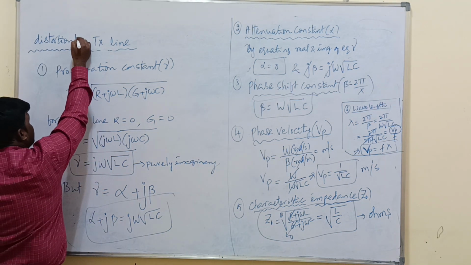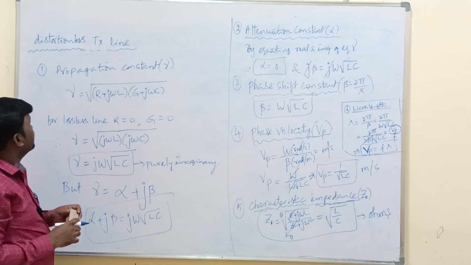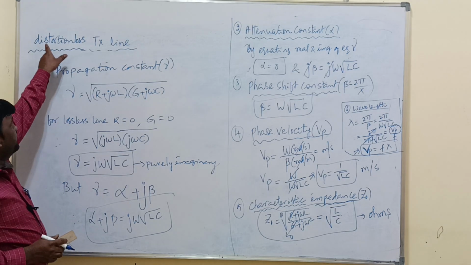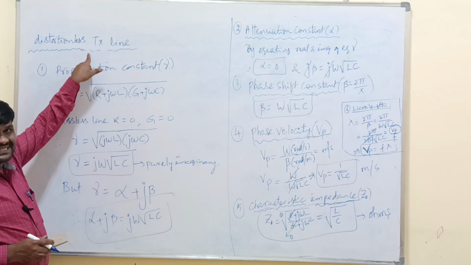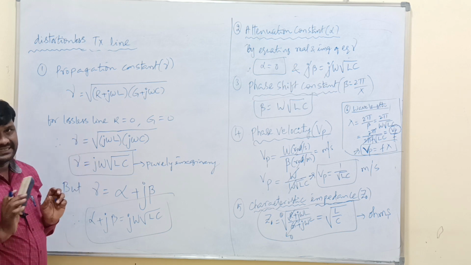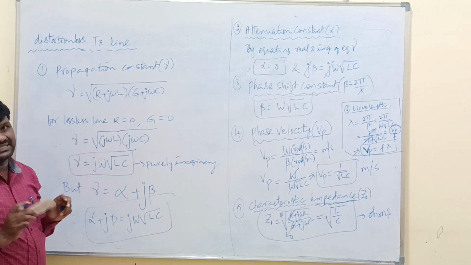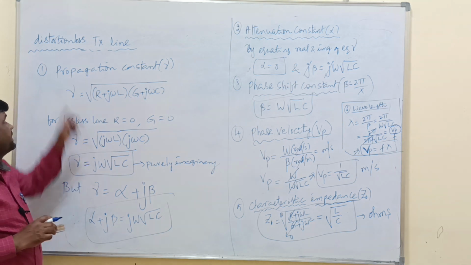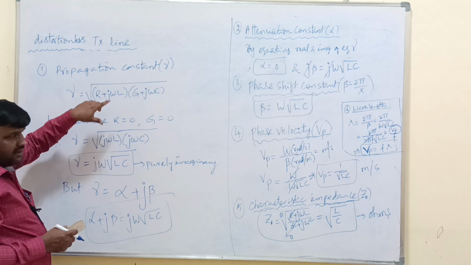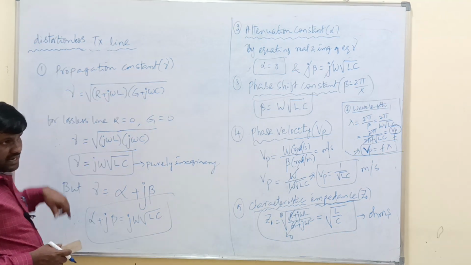Or else with respect to the distance. In a distortionless transmission line, the phase is linearly varied with respect to the distance, or else with respect to the frequency, or with respect to the parameter. In the case of the distortionless transmission line, we will see all the characteristics or parameters one by one.